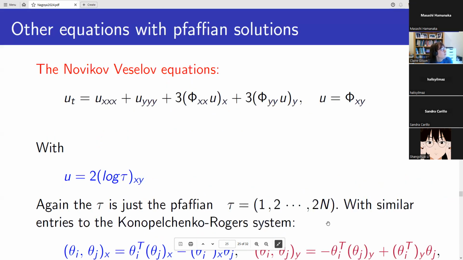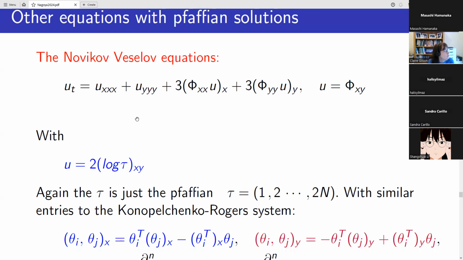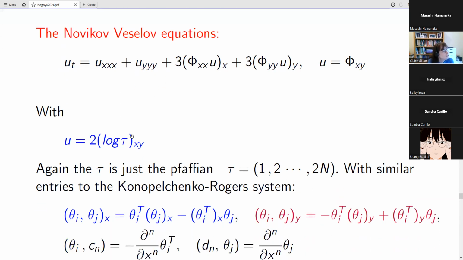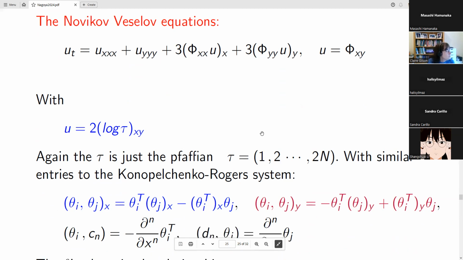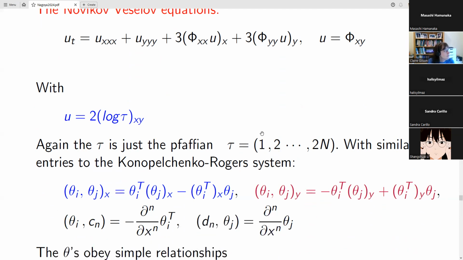Right. There's another equation, another Kaup-Veselov equation. This one also has Pfaffian solutions, and it has the same kind of structure as the Konopelchenko-Rogers system. So again, it has this structure of differentiating with respect to entries: with respect to x gives something very simple, and with respect to y gives something simple but different. So they're all candidates that you can differentiate and turn into quasi-Pfaffians, at least in the commutative case.